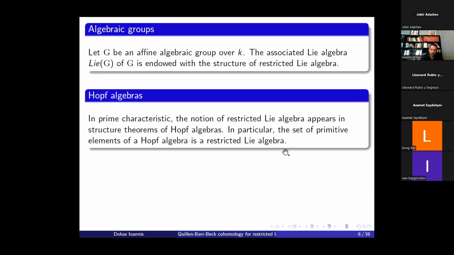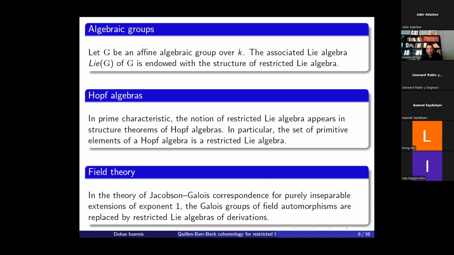And next, the last example which I would like to give is from field theory. Here, in the theory of Jacobson-Galois correspondence of purely inseparable extensions of exponent 1, the Galois groups of field automorphisms are replaced by restricted Lie algebras of derivations. So somebody can see from these examples that the notion of restricted Lie algebra appears naturally in prime characteristic in different fields.